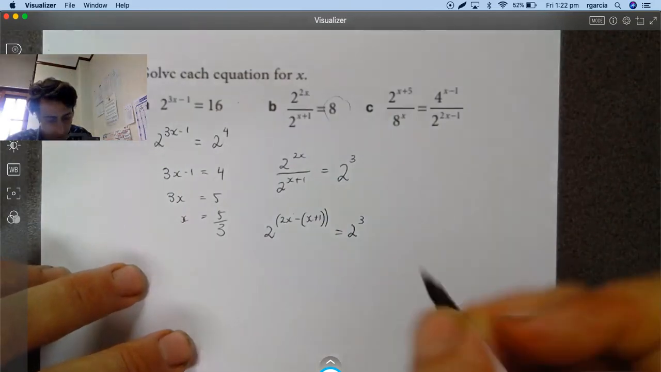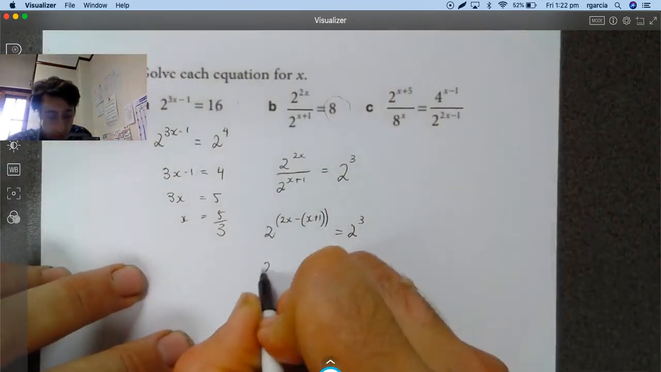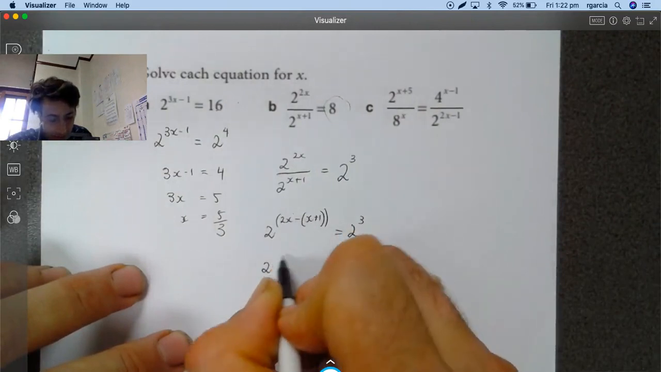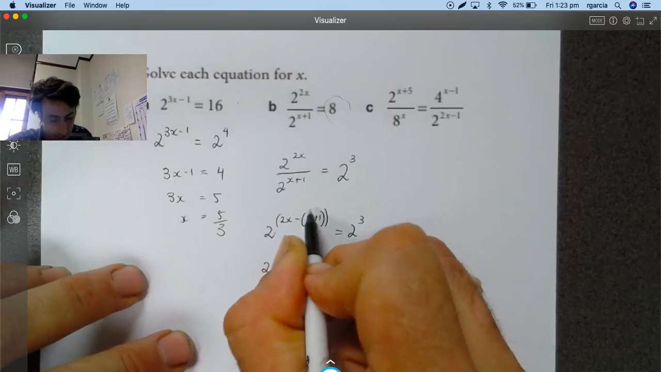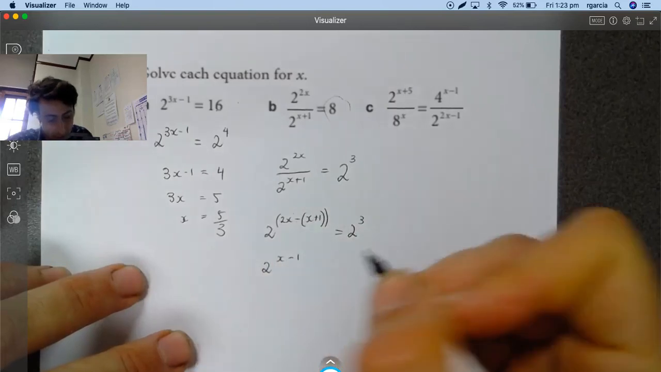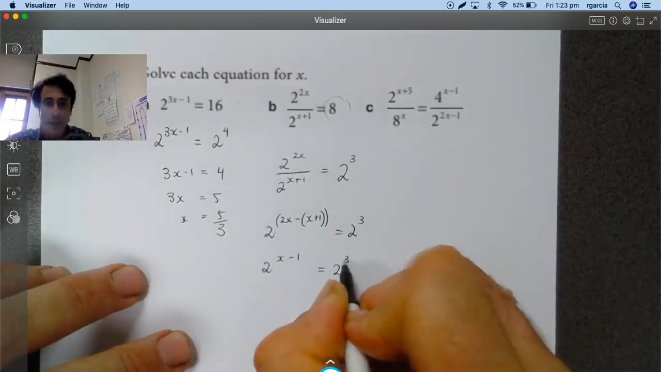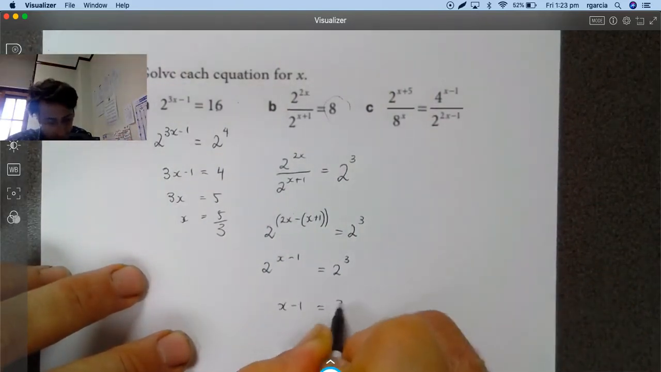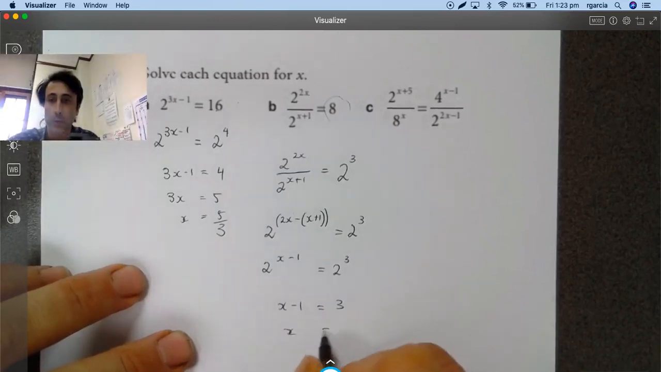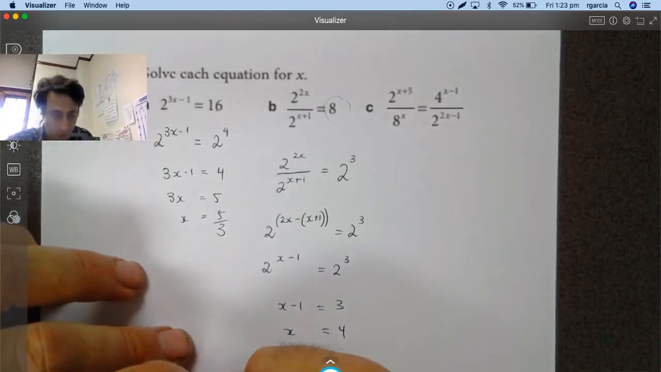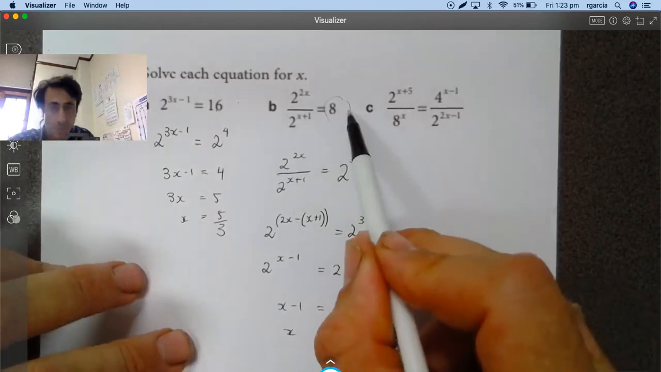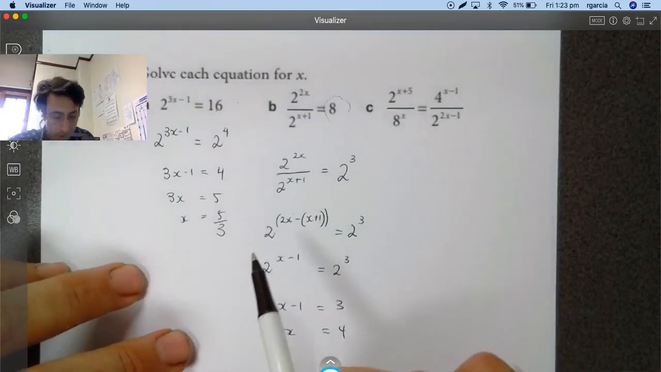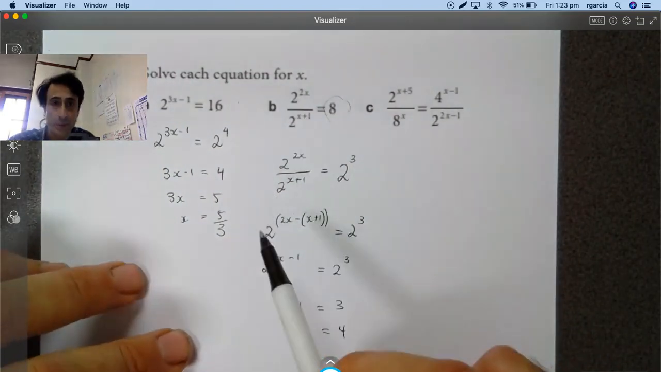Let me just simplify this out. So that means 2 to the 2x minus x equals x, and then the minus brings out to that, minus 1 equals 2 to the power of 3. Therefore, x minus 1 equals 3, and x equals 4. So the trick here with all of these is that you need to make sure that you convert them all to have the same base, and only then can you compare the exponents.